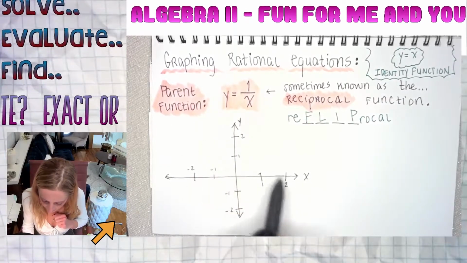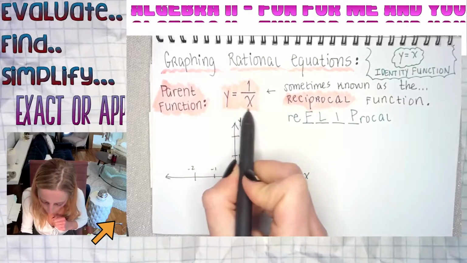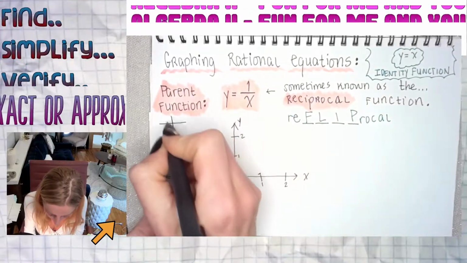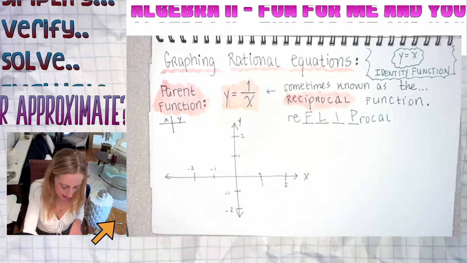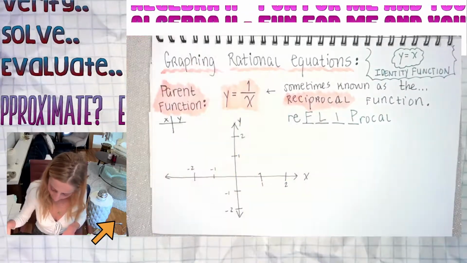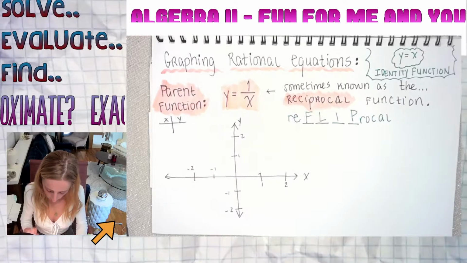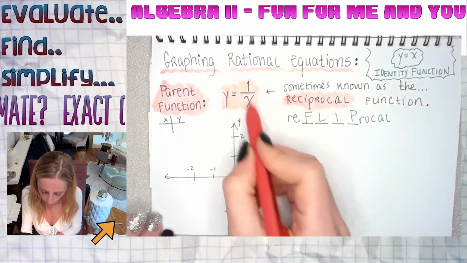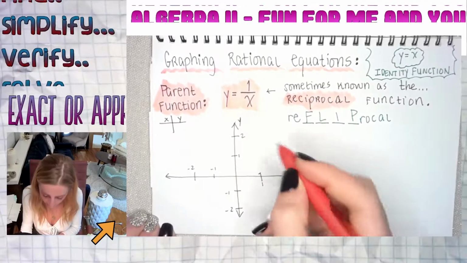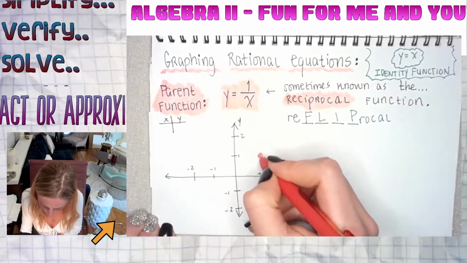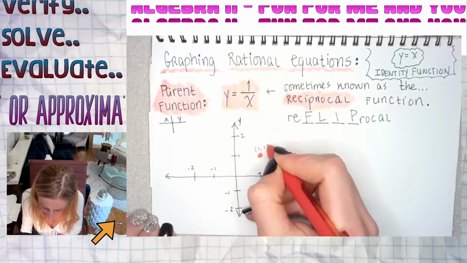If I were to make a table of values for this, here's my table, x, y. If I plug in 1 for x, what do you get for y? What's 1 over 1? 1. Thank you. So 1 for x, you get 1 for y.